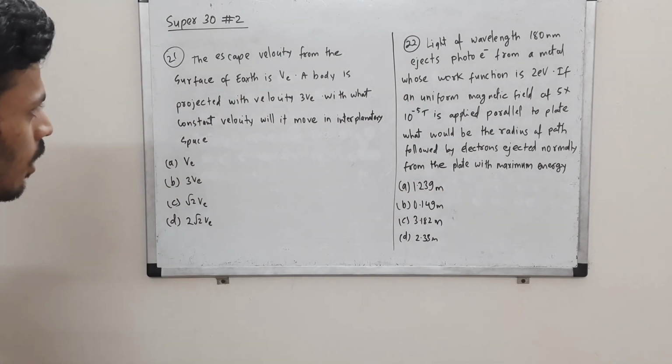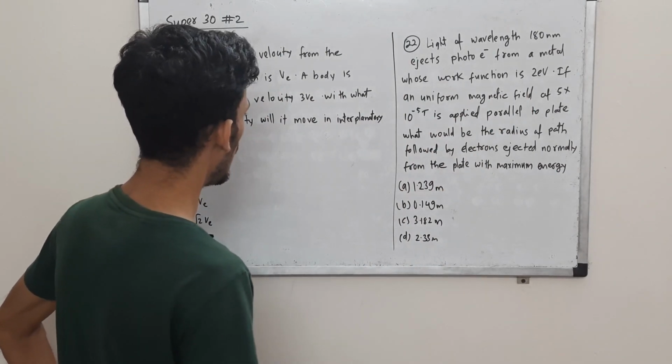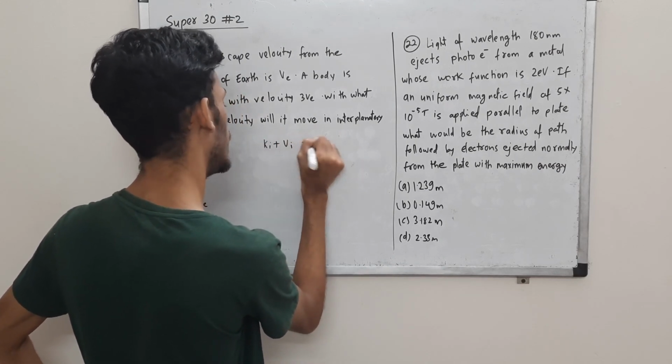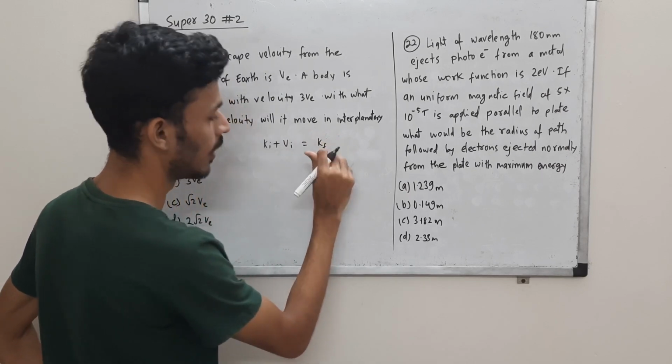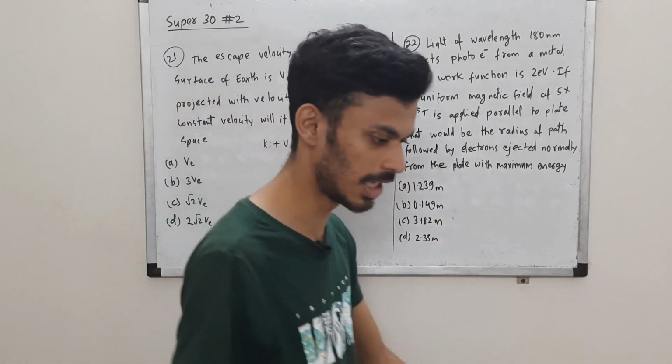Actually you can do it by the conservation of energy. First of all, you add the initial kinetic and potential energy, and that will equal the final potential and final kinetic energy, because it escapes the gravitational field of Earth.